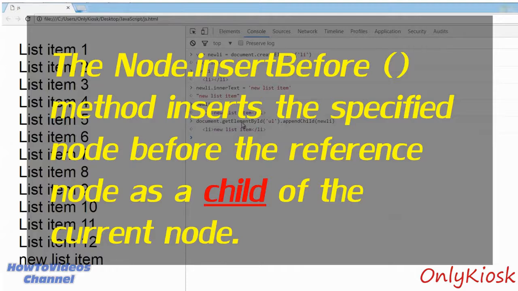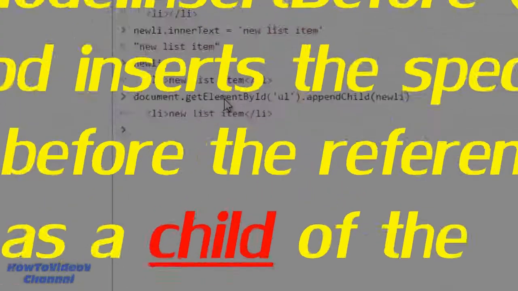The insertBefore method is used to insert a new node. The selected node is a child node of the current node. The object owning the insertBefore method should be the parent of the node to be inserted. This information is particularly important.